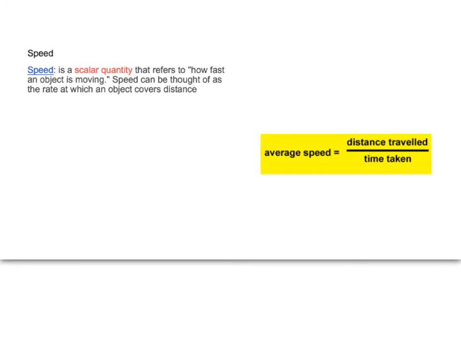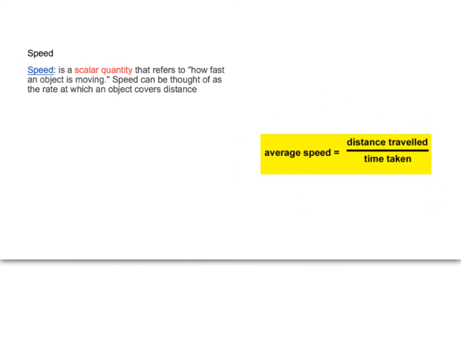Now the next term that we need to look at is speed. So what is speed? Again, if we look at the definition right up here, speed is a scalar quantity that refers to how fast an object is moving. Speed can be thought of as the rate at which an object covers distance. And we have our nice little formula here.